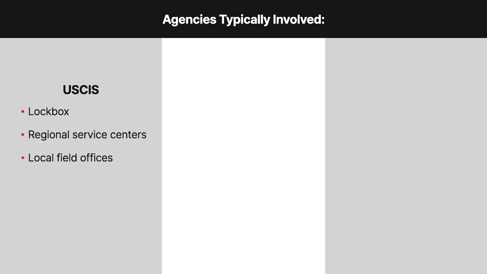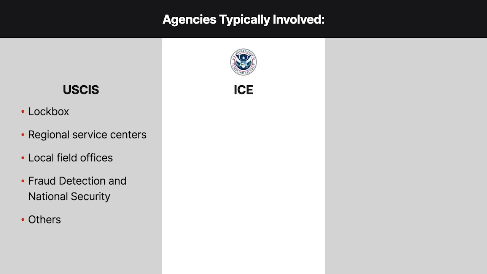Within DHS, the 3 main agencies are USCIS, ICE, and CBP. At USCIS, the lockbox is where you send your mail. The regional service centers are what process the applications. The local field offices schedule interviews and make decisions on cases. And the Fraud Detection and National Security Office engages in investigations primarily related to applications that are filed.